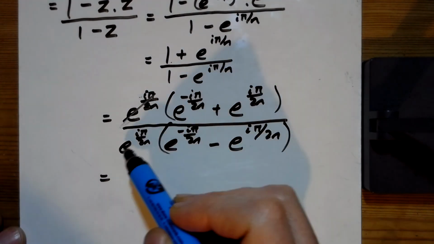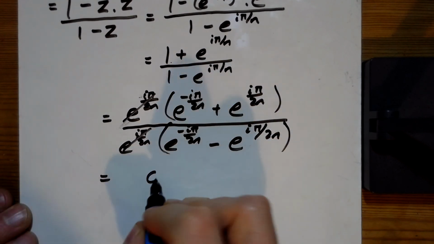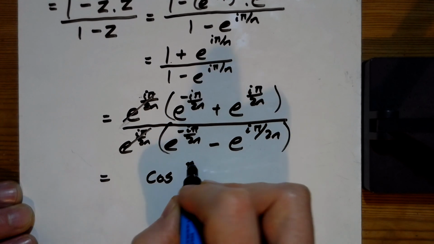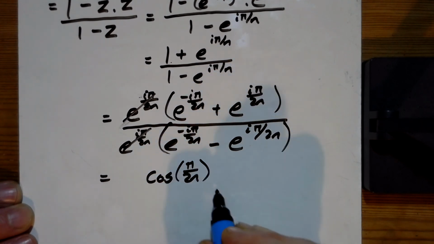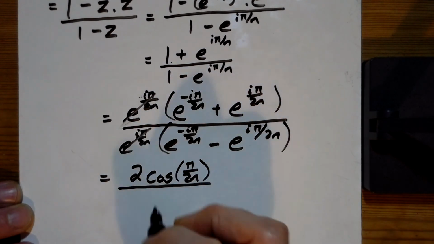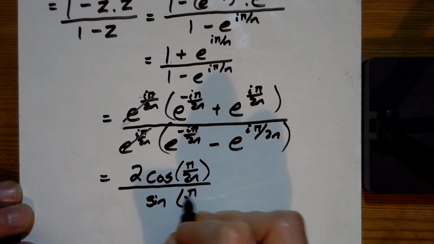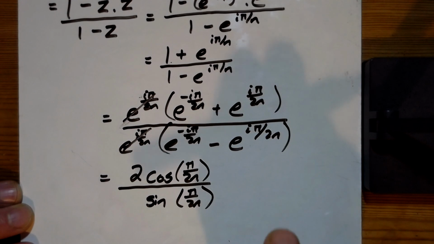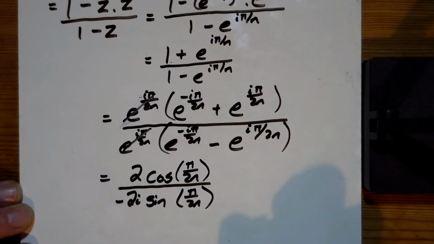Right, these two bits can now cancel. This bit on the bottom here is a cos of pi over 2n, but because that's all over 2, so I've got 2 of them. And this one here with the minus in the middle, that is the formula for the sine of pi over 2n. But what would that need? That would need a minus 2i in the bottom. So I put a minus 2i there.